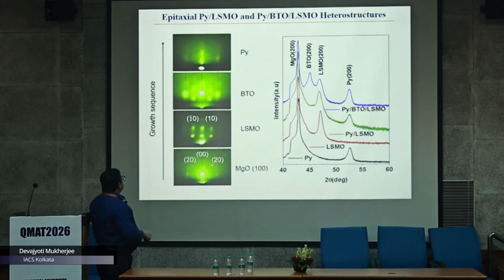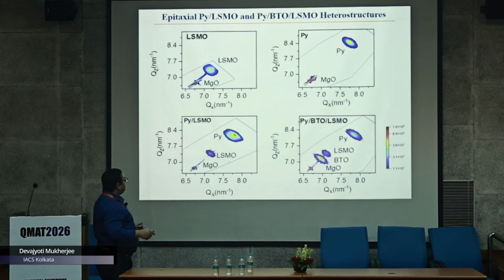So these are the RHEED patterns of the heterostructure. You can see good quality crystalline growth. And also in the XRD, you can see only one orientation of all the layers, confirming the high quality epitaxial growth. We have also done reciprocal space maps, similar to what I have shown earlier.